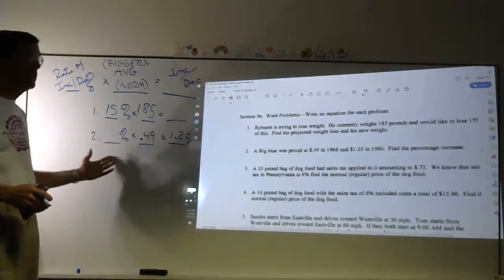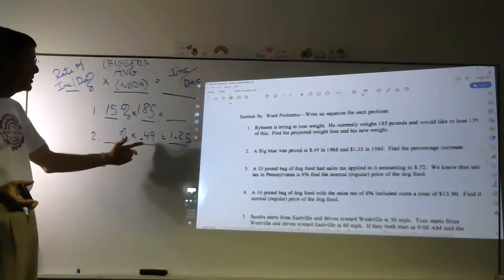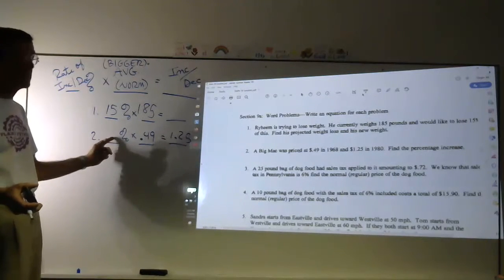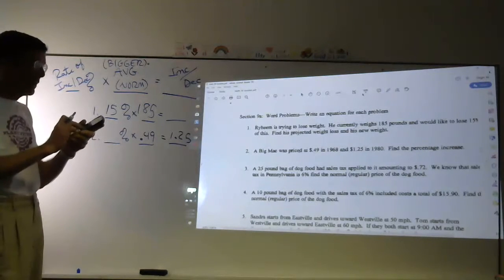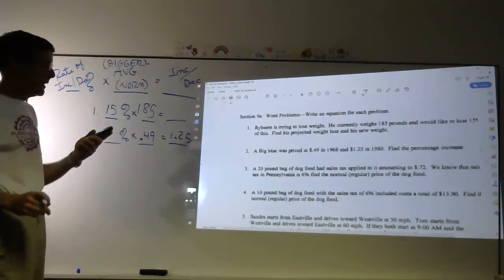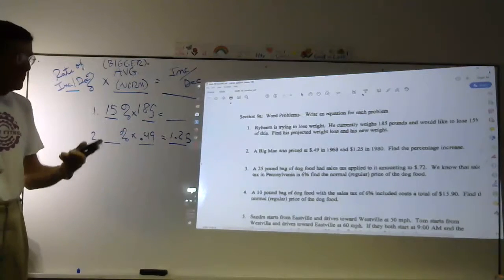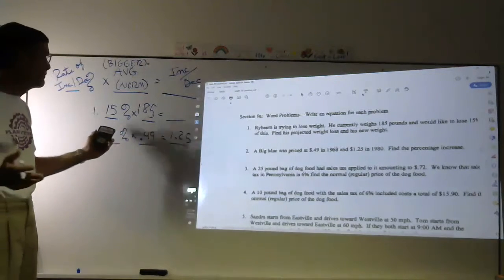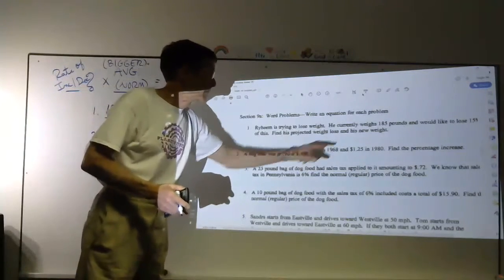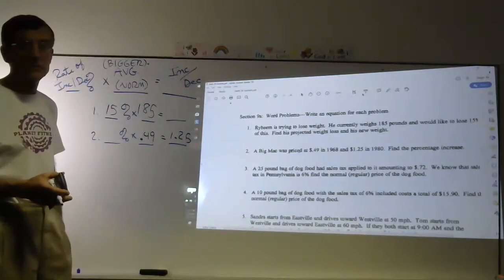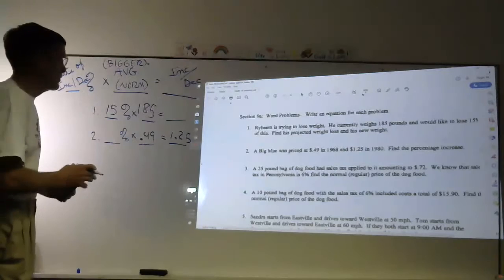Can you multiply these two things? No, you can't. You're missing a number. This is like an equation. 0.49 times x is $1.25. You've got to divide 1.25 divided by 0.49, and I get 2.55, which is 255%. The price of the Big Mac went up well over twice, right? Okay, this percentage formula works beautifully.